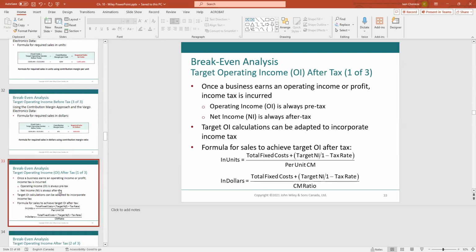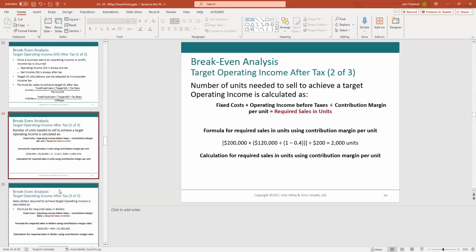Now, if you want to go with the target operating income, the income, as you know, is after taxes, so we have to think about the tax rate. That will be a little bit more tricky. I may throw something like this at you on the quiz. Remember, we have to do the quiz.